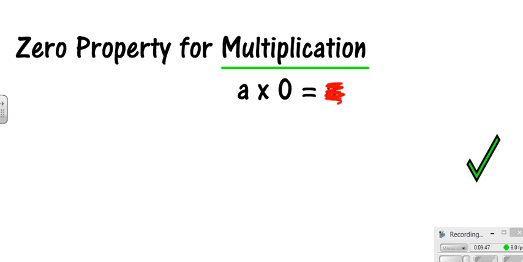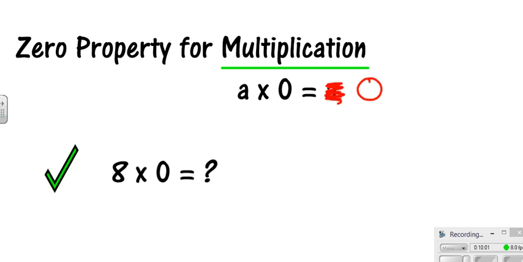Here we go. A times 0 is not going to equal A. That wouldn't make any sense. We know that when we multiply by 0, it's going to equal 0, right? And so in this case, it doesn't matter what number you put up there. You can put 8 times 0, it's going to equal 0. I can put 1,000,000 times 0, and it's going to equal 0.